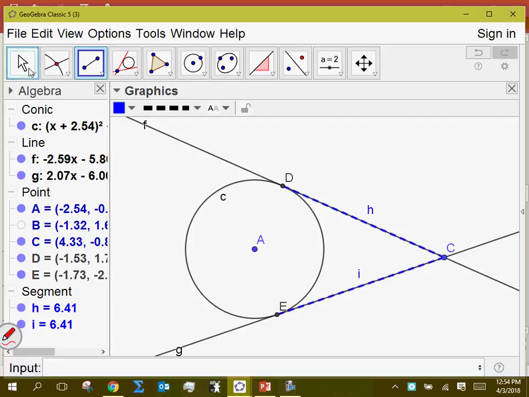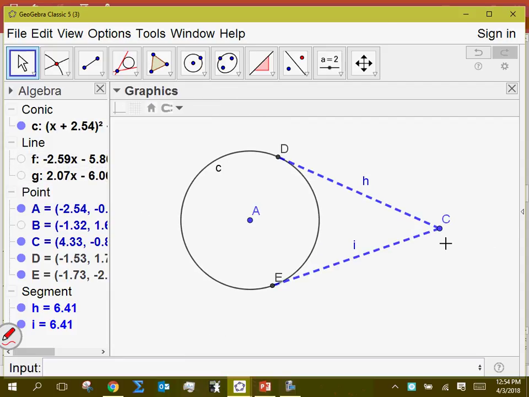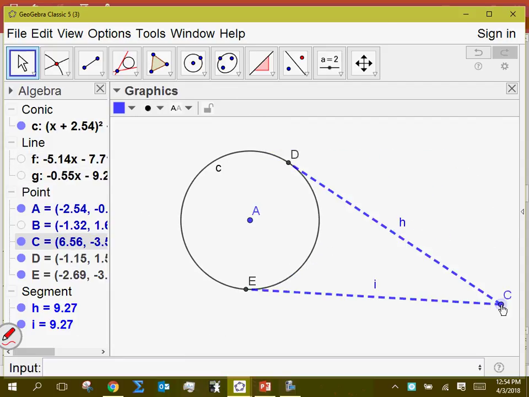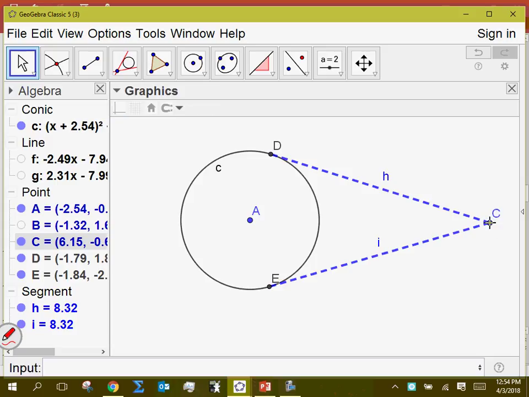So what they're saying in that last theorem is those blue dotted lines, no matter where C is, it's on the outside, those blue dotted lines are the same length. And if we look down here, it's showing you those same lengths, right? But I want to talk about why.